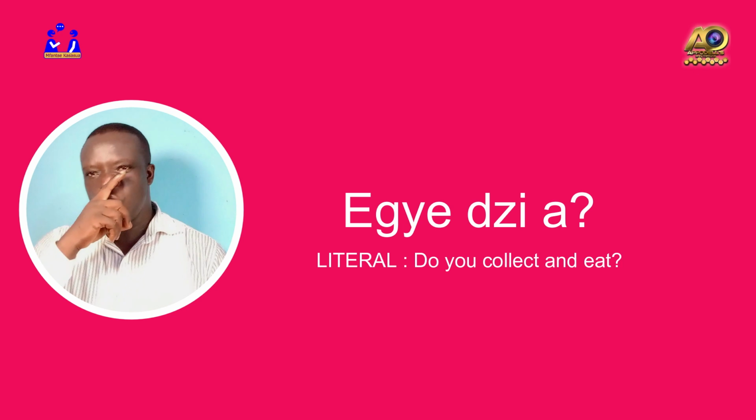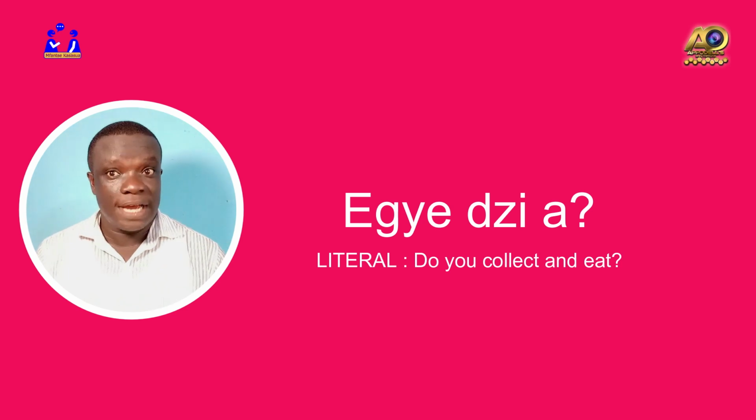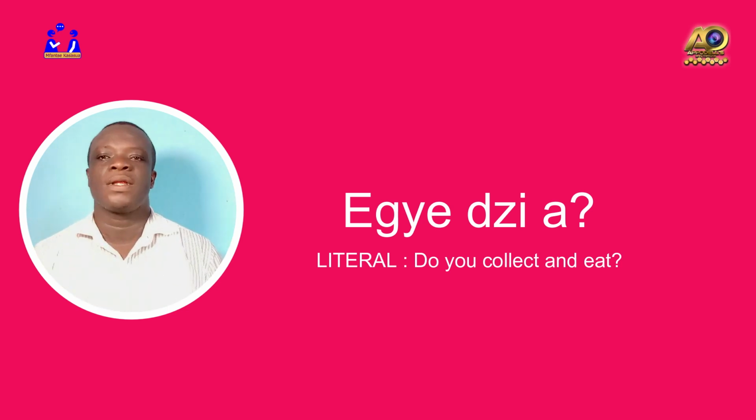To collect and eat means to accept something, right? In English, the correct translation is to accept. Ijita, are you sure? Literally it is, do you collect and eat? But that is not what it actually means. So the translation is what we have just given you in English.